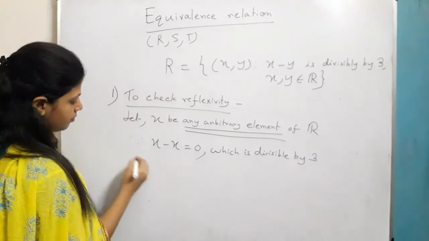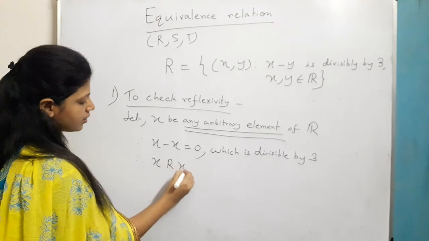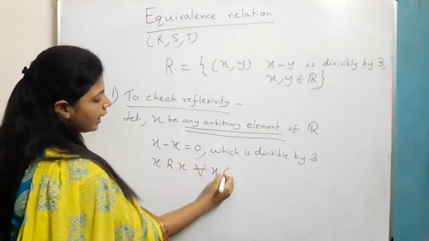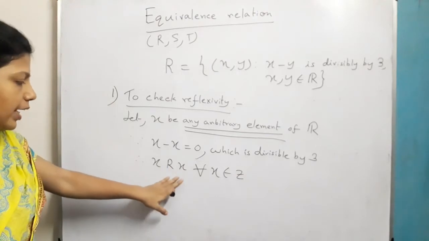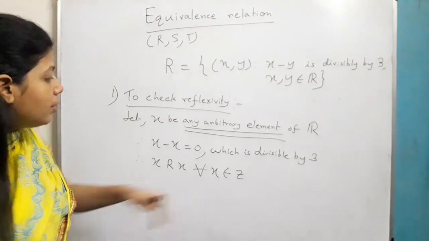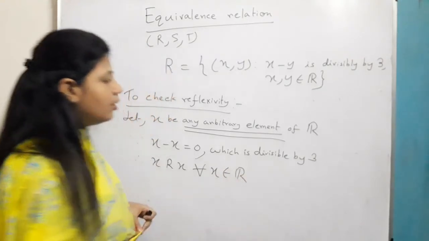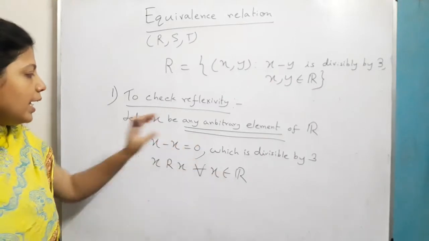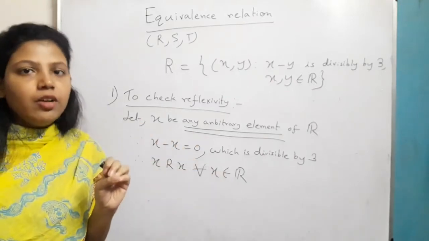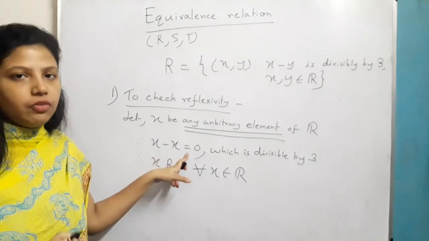Therefore, x R x for all x belongs to Z. x is connected to x for all x belongs to R, real number. It is given here already. Now, if for one element also it is not true, that one will be not reflexive.